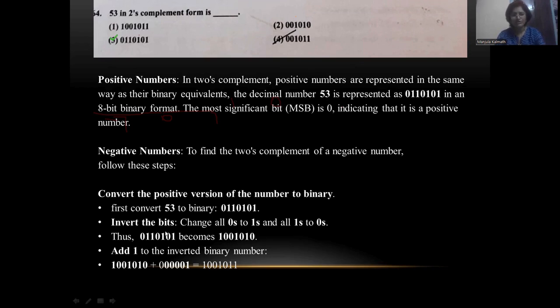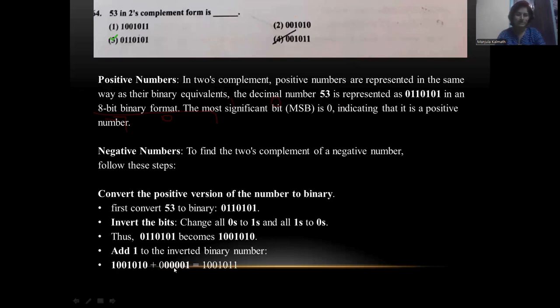The complement of this number is this. Wherever there is a 1, replace it with a 0, and wherever there is a 0, replace it with a 1. And after complementing this binary number, we should add 1 to the inverted binary number. That is, we should add 1 to this entire complemented number.